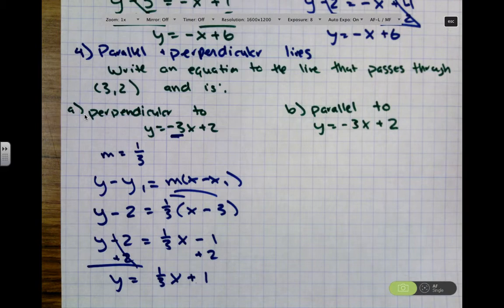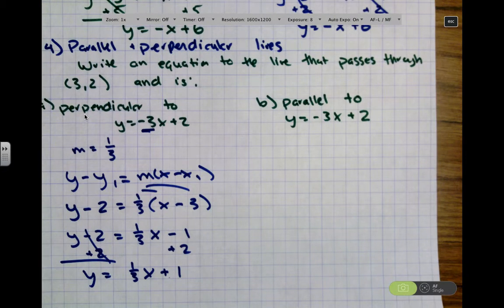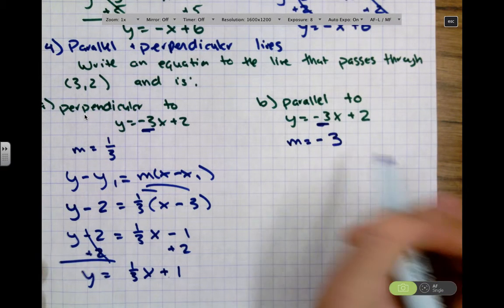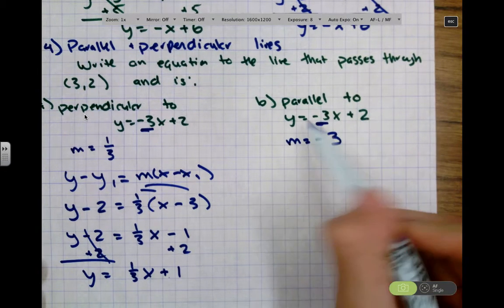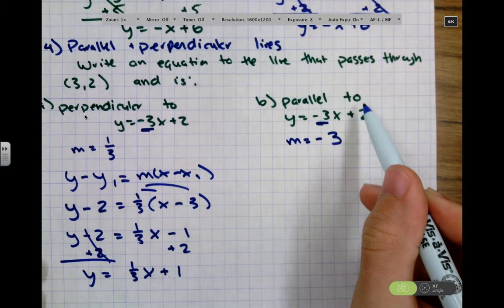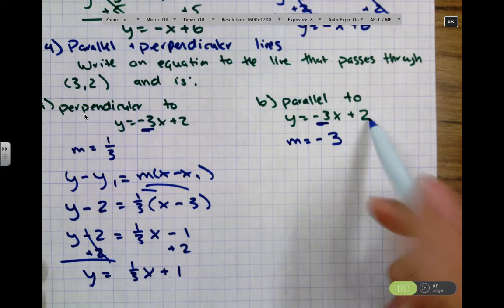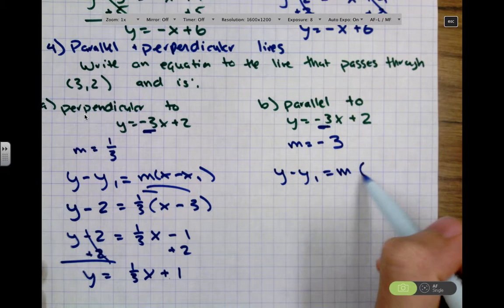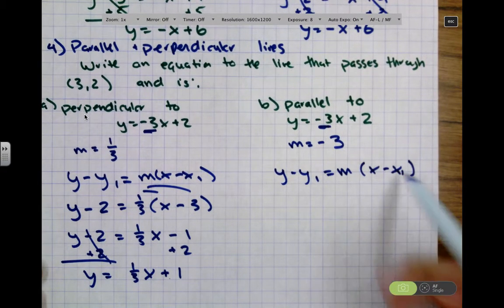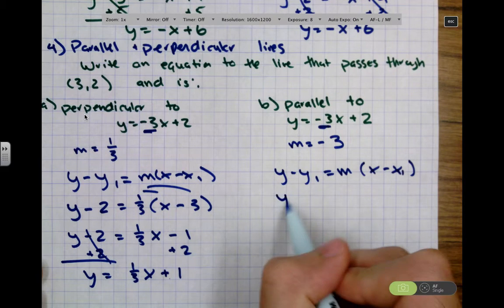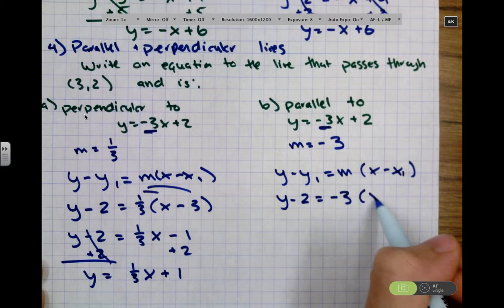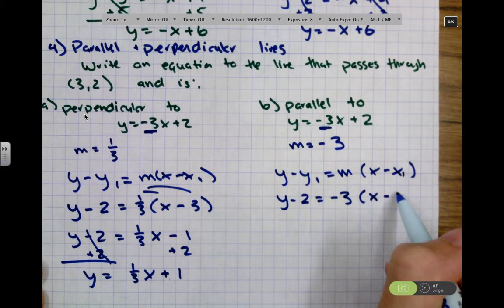Now let's take a look at parallel. For lines to be parallel, we know that their slopes must be exactly the same. So in this case, our slope is going to have to be -3. We can identify that just from looking at this because it's in slope-intercept form. Now we go through and we plug all this information back in again into our point slope form. Y minus y1 is 2. Our slope now is -3. Our x still stays the same, and x1 is now 3.